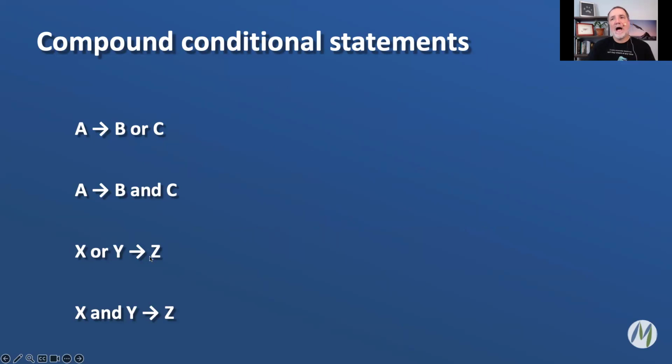If X or Y, then Z. If X and Y, then Z. These are all what we call compound conditional statements. There's an or or an and in one side or the other, sufficient condition or necessary condition. So the big thing we need to know with these is what to do with them. Specifically, contrapositives. The most common thing you're going to have to do with these, or the tricky thing, I guess, is if you need to figure out what the contrapositive is.